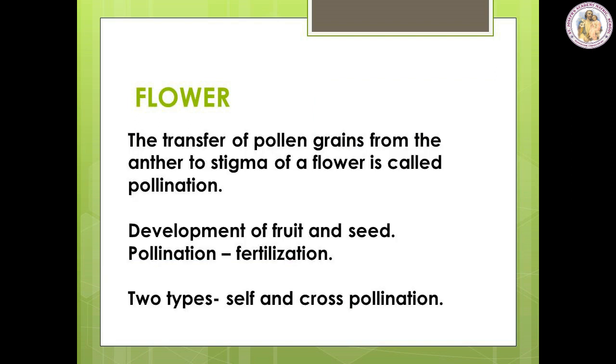Next one is pollination. The transfer of pollen grains from the anther to the stigma of a flower is called pollination. Pollination is the first important event in the development of fruit and seed. Pollination is followed by fertilization. Two types of pollination take place in the flowering plants. They are self-pollination and cross-pollination.